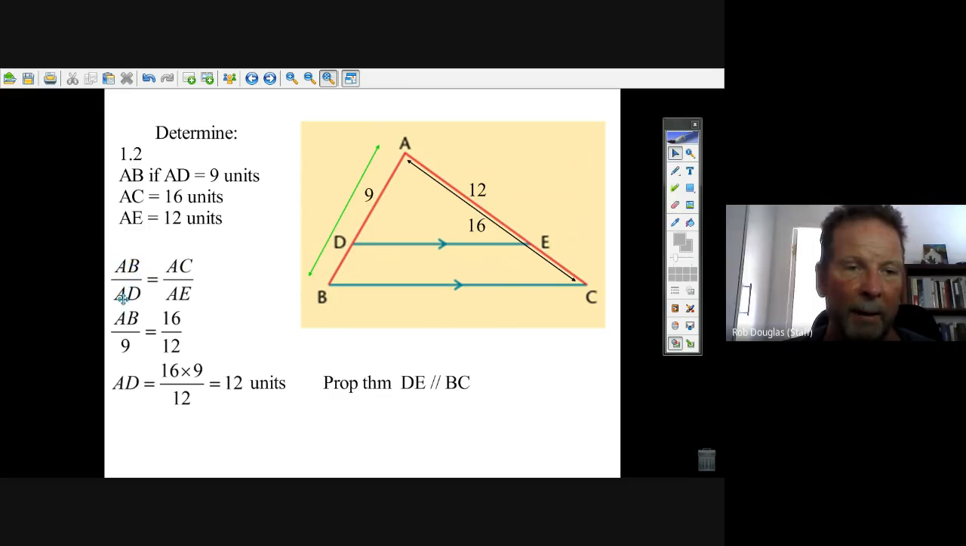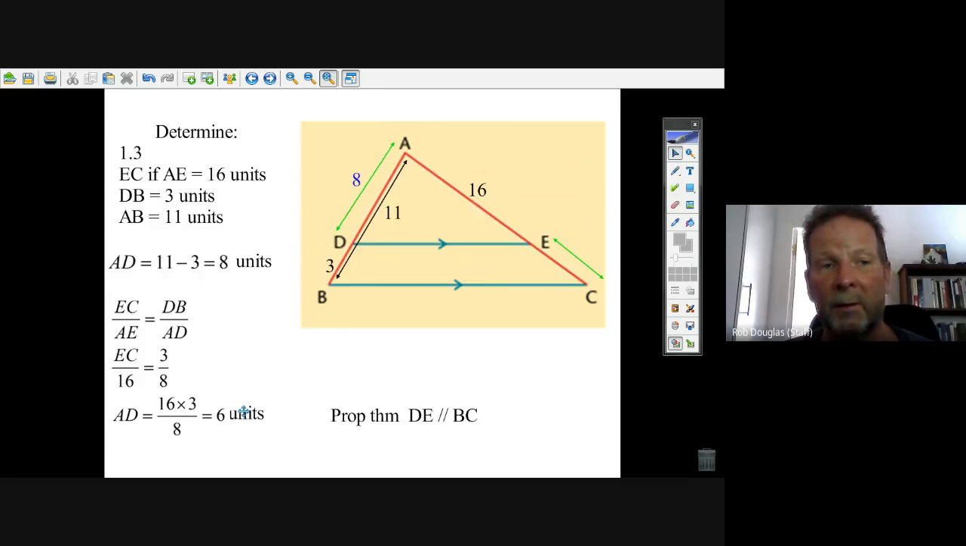So I go AB over AD equals AC over AE. And then I just put in the numbers. AD was 9. AC is 16, the long side. AE is 12. And then I just solve. Multiply by 9, it cancels here. And 16 times 9 is 144 divided by 12. It's 12 units. And it's because DE is parallel to BC that you can use the proportionality theorem. And that's what you have to write.